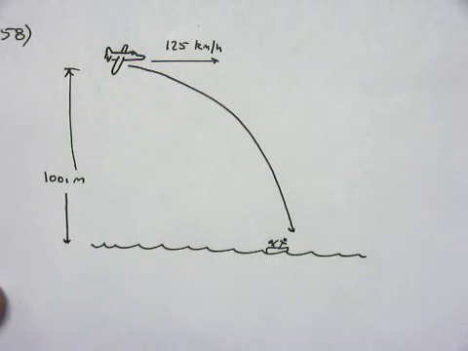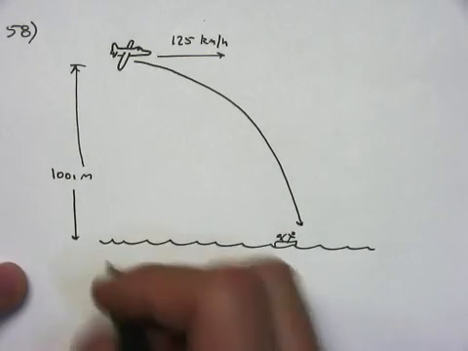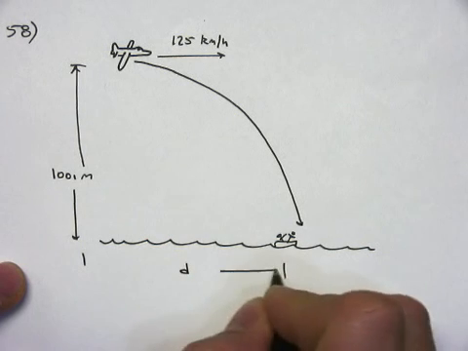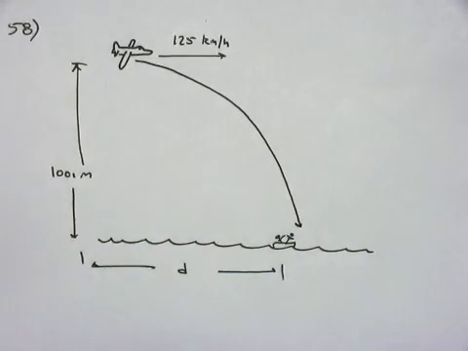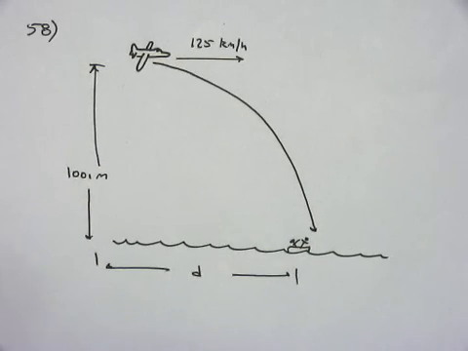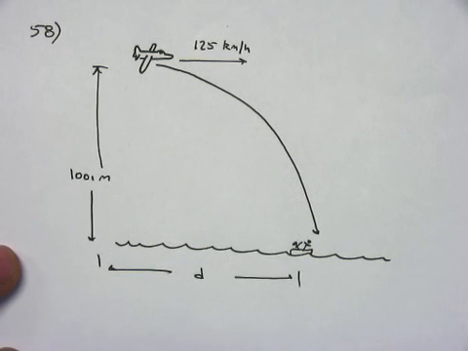So this is basically a projectile problem, and it wants to know how many seconds before and what horizontal distance. So it wants to know a couple of things. What is this distance and the time? So it's kind of like the last problem, well, not the last problem, but like number 52.